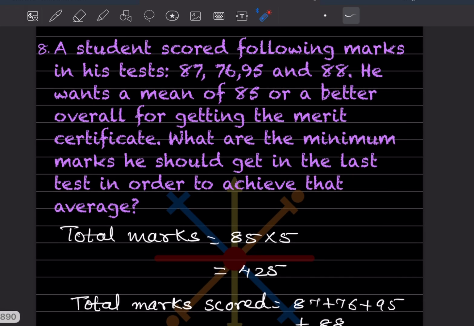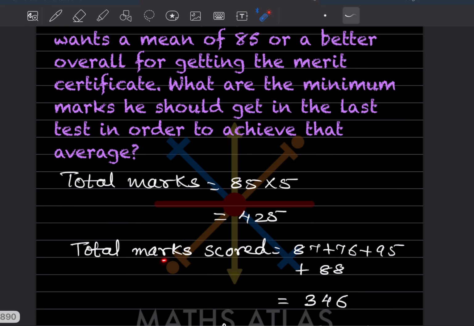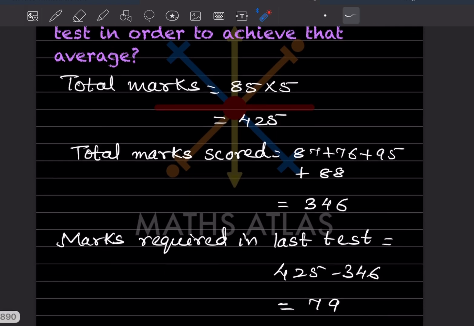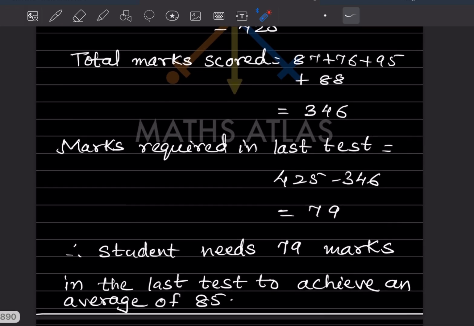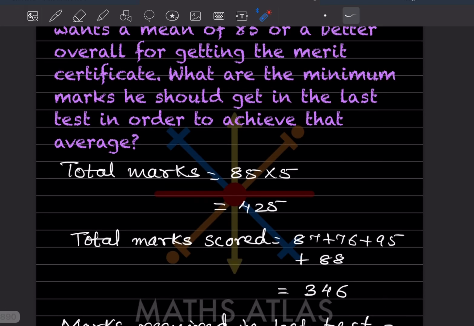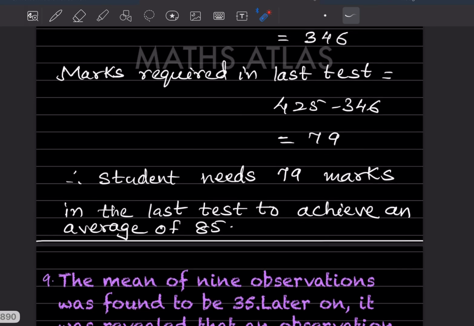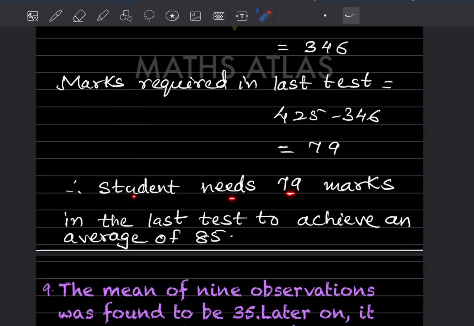So now what are the marks scored? These are the marks scored. So what you are going to do, total marks scored will be, you are going to add all these 4. So that will be 346. So marks required in the last test will be 425 minus 346, that is going to be 79. They've asked here, what are the minimum marks you should get in the last test? So therefore the student needs 79 marks in the last test to achieve an average of 85.